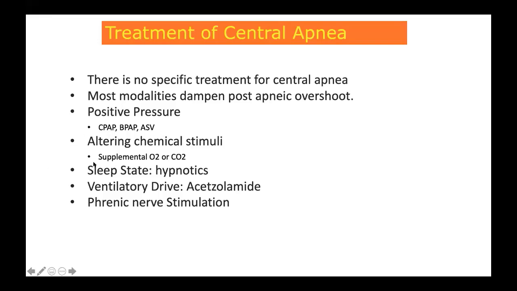We have a variety of positive pressure devices. We have CPAP, we have BPAP, and we have ASV, which is adaptive servo-ventilation, a fancier mechanism of BPAP. You can also alter the chemical stimuli. Supplemental O2 has been tried, and there's a good physiologic reason to think that it'll actually work. Because it's caused by hypocapnia, if you can actually give a small amount of CO2, you may actually succeed. And I've actually tried it in a tracheostomized patient.